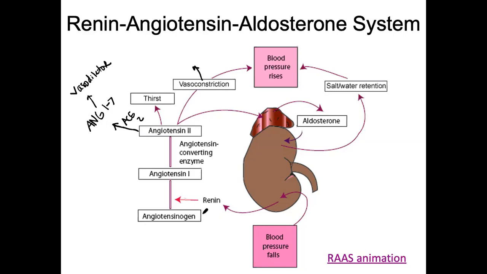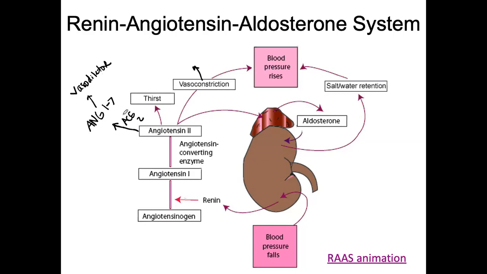If we're regulating blood pressure, we can hit the angiotensin converting enzyme or inhibit the angiotensin converting enzyme from making angiotensin 2, or we can have something that binds to ACE2 or angiotensin converting enzyme 2 that's going to make more Ang 1,7 and vasodilate blood vessels, etc., and drop blood pressure. Okay.